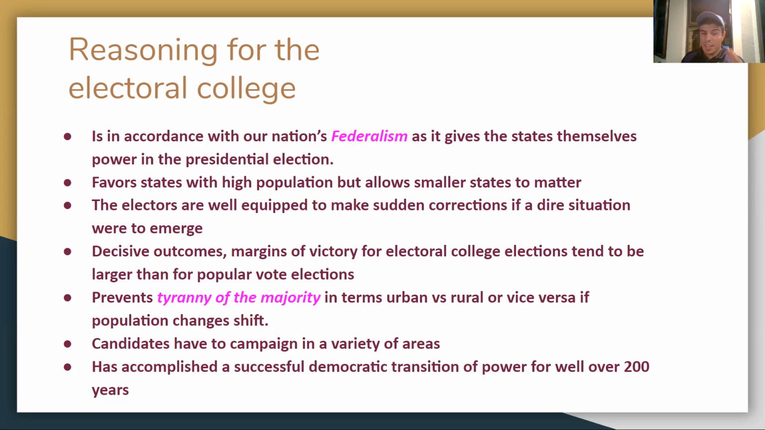So what the Electoral College has accomplished is a successful democratic transition of power for well over 200 years. Now, it's the only country in the world that can say that right now. There are no other democracies that have managed to have this transfer of power for as long as we have. So it has worked up to this point. And if you took my sophomore world history class, you know that successful transition of power is nothing to laugh at. That isn't easy to come by in history, and we've done it for well over 200 years now. So it has worked in doing the job it was meant to do.